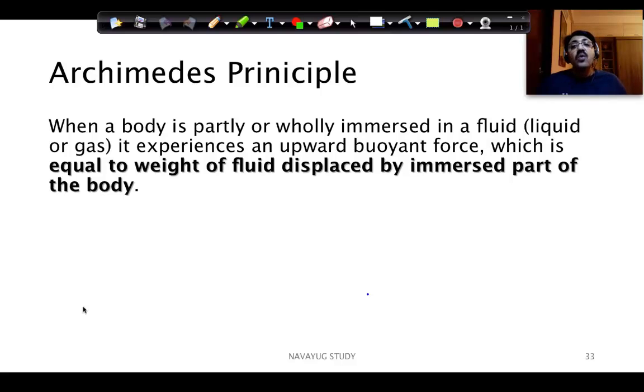Okay, now this is the Archimedes principle. I hope that students, any questions on Archimedes principle, something which is not clear? No. Okay, fine. So now let us go and do a problem.